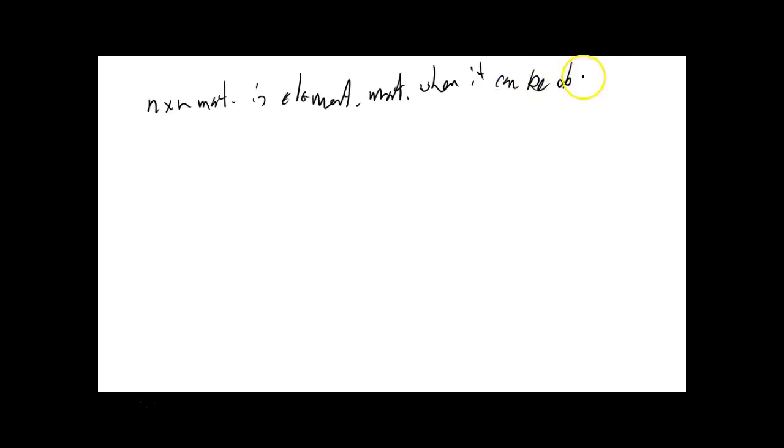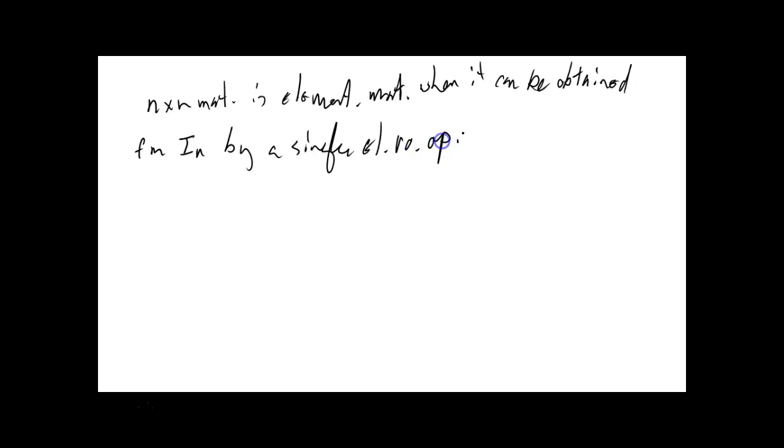Sorry about my writing. The screen wobbles, and this pen is not very easy to write with. It is obtained from the identity matrix of that same size by a single elementary row operation. Okay? It's a square matrix. It's an elementary matrix when it can be obtained by starting with the identity matrix.